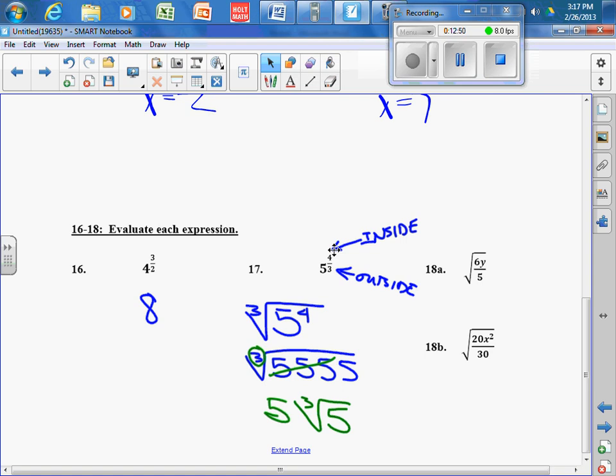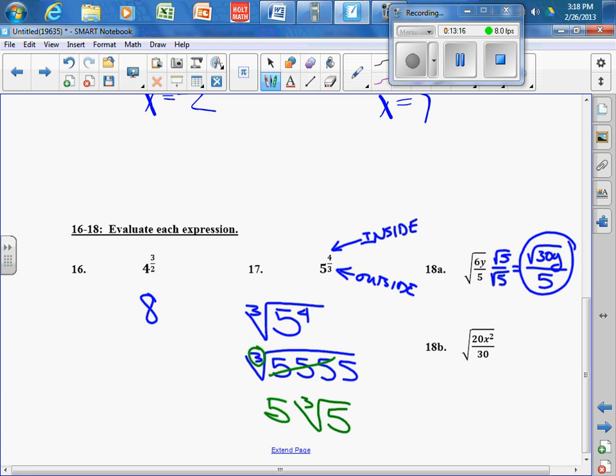Number 18a, the radical 6y over 5. Can the 6 over 5 be reduced? No, it cannot. So we rationalize the denominator. Multiply by radical 5 over radical 5. In the numerator, we have radical 30y. In the denominator, we have 5. This will be your final answer.